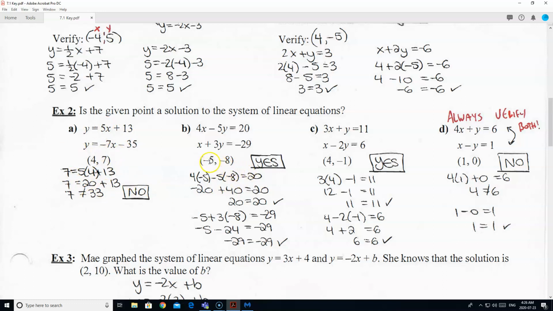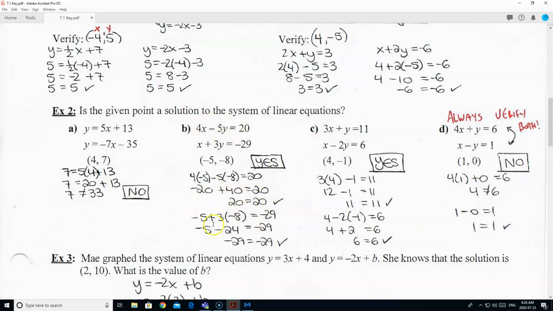Same idea here. You just plug it into the first equation, then into the second equation. Here's the algebra here. Maybe we'll just talk about this one right now. x is negative 5, so plug the negative 5 there. So negative 5 times 4 gives you the negative 20. The y is negative 8, so negative 8 times negative 5 gives you the 40. And the other side of the equation, we just have that 20 there. And then negative 20 plus 40, 20 equals 20. So it works for the first one.